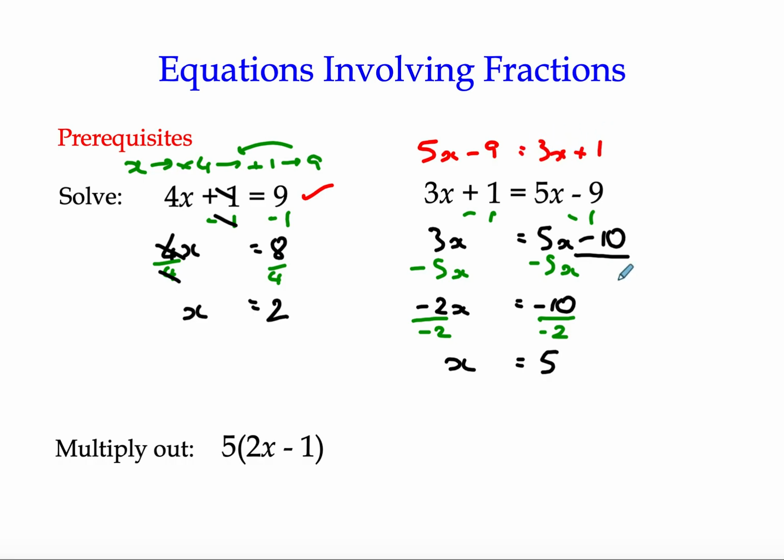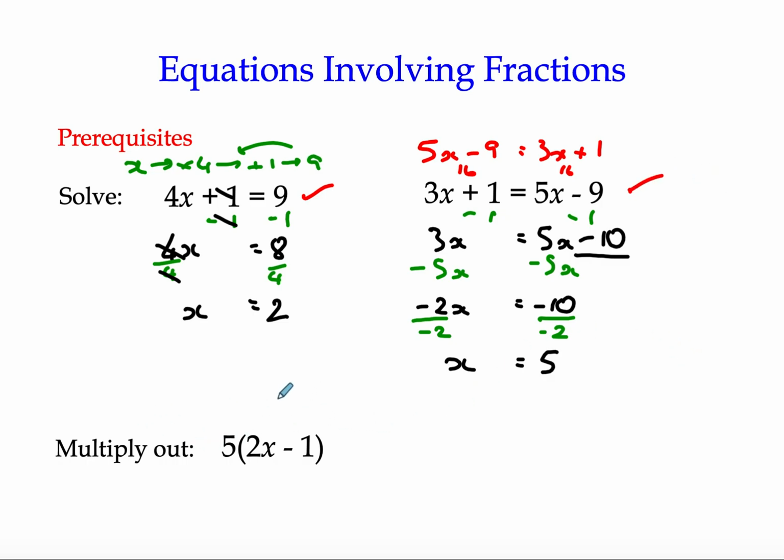So if you can see that, then that's great. You get the same answer. Just check. 3 5s are 15 plus 1 is 16 on the left hand side, and 5 times 5 is 25 minus 9 is indeed 16.